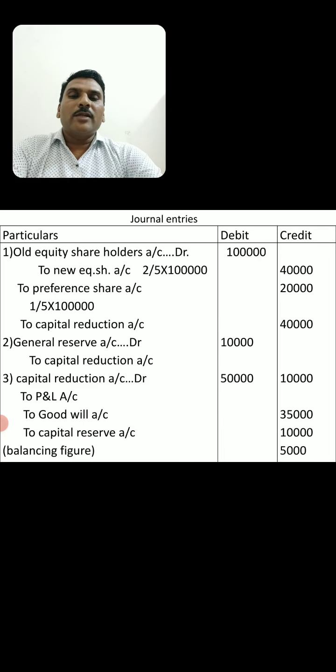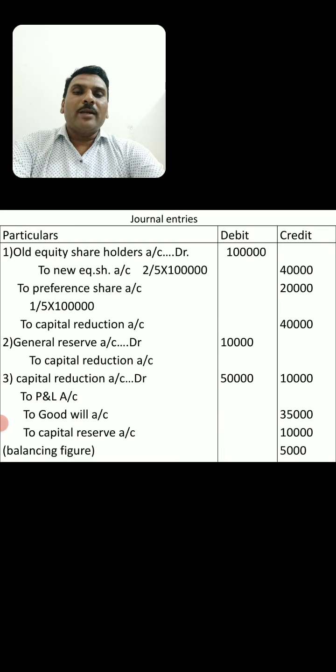Then there is a credit balance of rupees 10,000 in general reserve. That amount is also utilized for writing off the losses. So that credit balance of rupees 10,000 is transferred to the capital reduction account. The journal entry is general reserve account to capital reduction account. After transferring the reserve account and the share capital to the capital reduction account, we find the total capital reduction amount, that is 50,000, and such amount is utilized for writing off the profit and loss debit balance and goodwill account. After writing off the P&L account and goodwill account, there is a balance of rupees 5,000.